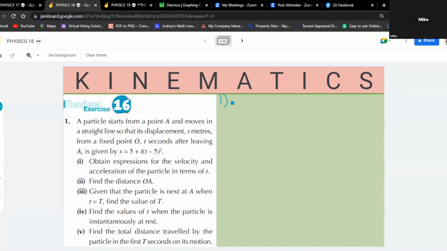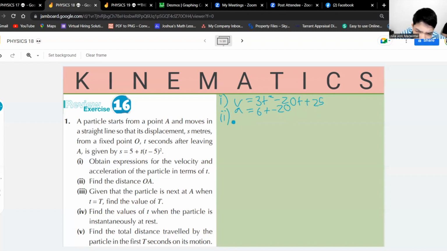We can do number 16. S equals 5 plus t times t minus 5 squared. Okay. So S is 5 plus t times t squared minus 10t plus 25.